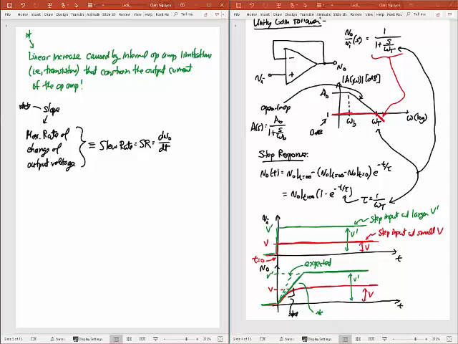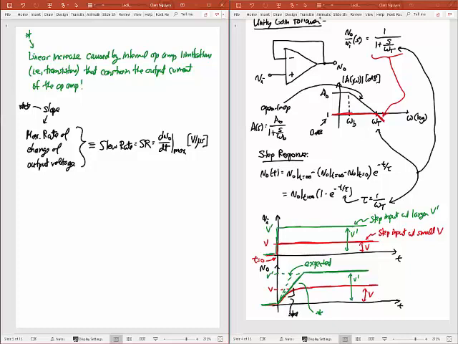so the slope of the output, and the maximum slope. Okay, and since it's dV_o/dt, the units are going to be volts per second, but usually it's volts per microsecond, because usually you can go a lot of volts per second. This can happen very quick, but in some very fast circuits, it's not quick enough.